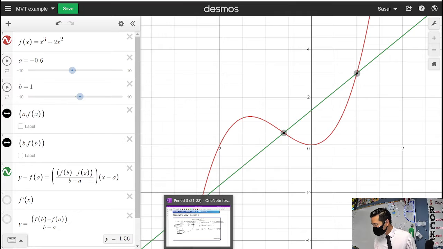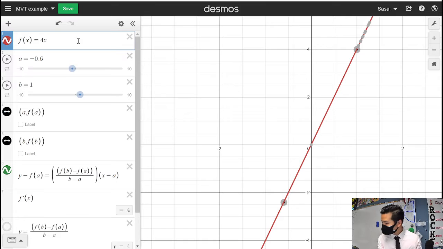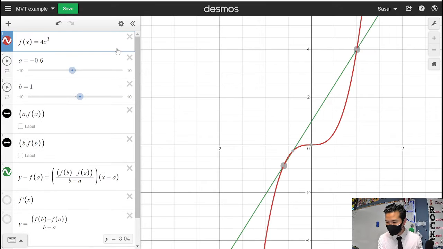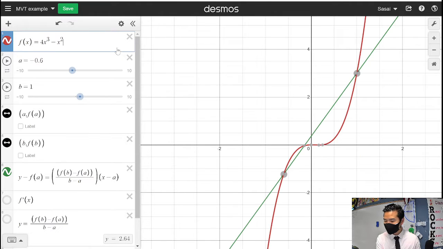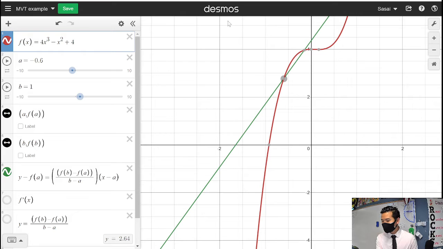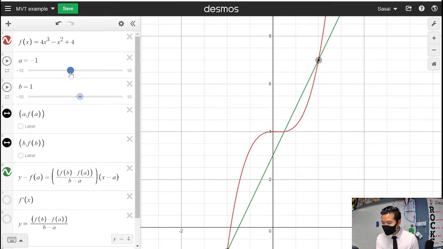Look back at number 1 real quick on your notes. Number 1 that we did on Thursday. What was the function? 4x to the power of 3. What else we got? Minus x squared plus 4. Okay, check this out. It was between -1 and what?